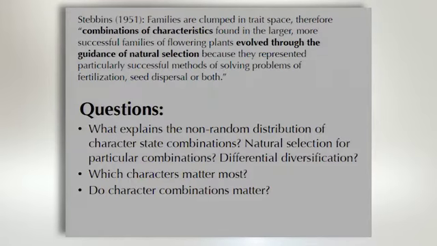Which brings us then to the specific questions that our group wanted to address. What explains this non-random distribution of character state combinations? Is it natural selection for particular combinations or differential diversification of lineages with those combinations? Which characters actually matter to this uneven distribution? And do character combinations matter? So in order to get at these questions, we needed a way to distinguish between natural selection and diversification. And we needed a way to look at multiple characters simultaneously.